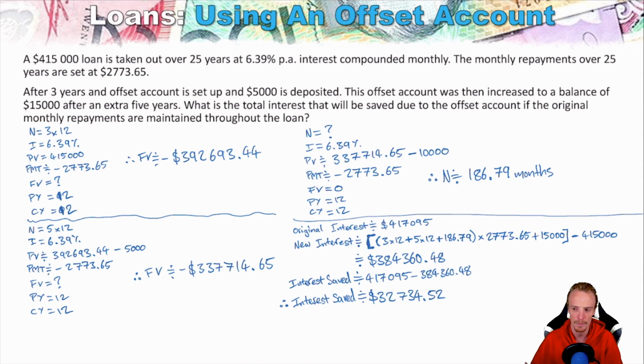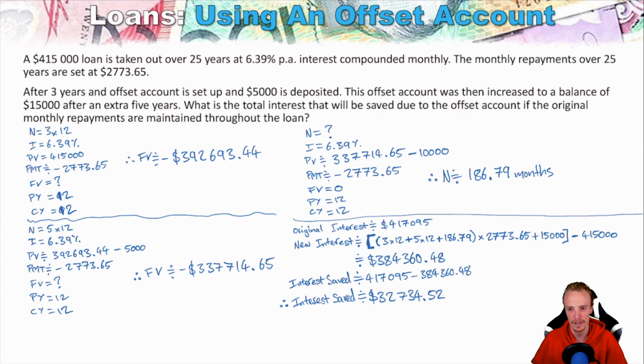So I guess to summarize, this is how we can go about making calculations when the offset account is changing. Something that people frequently forget about is they still need to pay off the remaining debt at the end. So they forget to add this to how much you still have to give the bank at that point in that calculation. So that obviously miscues how much interest you're effectively saving by using the offset account.